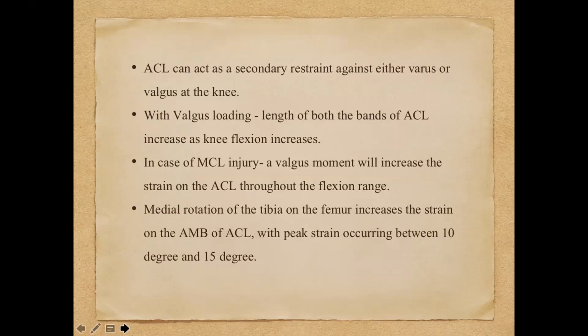The ACL acts as a secondary restraint against either varus or valgus at the knee. With valgus loading, the length of both bundles of the ACL increases as knee flexion increases. In case of MCL injury, the valgus movement will increase, with a strain on the ACL throughout the flexion range. The medial rotation of the tibia on the femur increases the strain on the anteromedial bundle of the ACL, with peak strain occurring between 10 and 15 degrees.